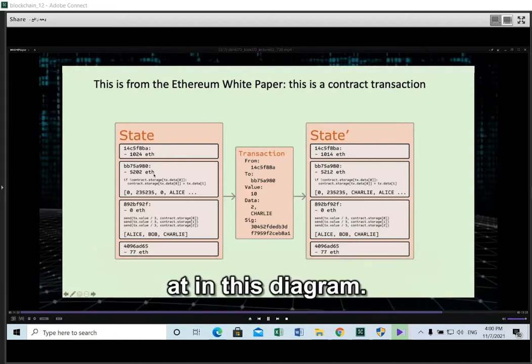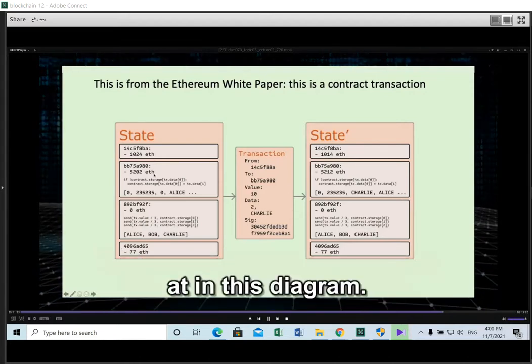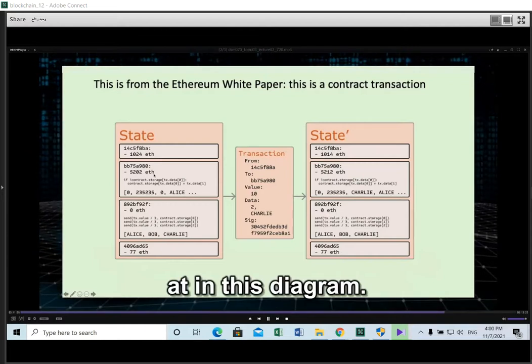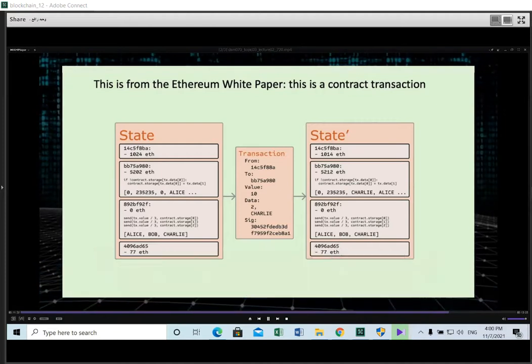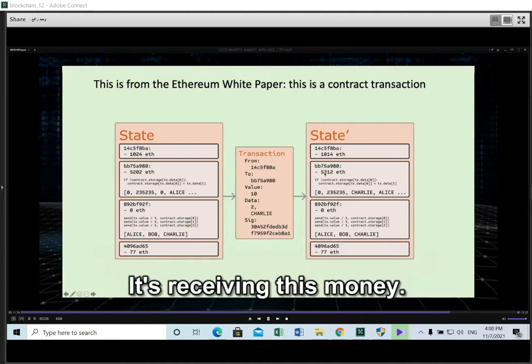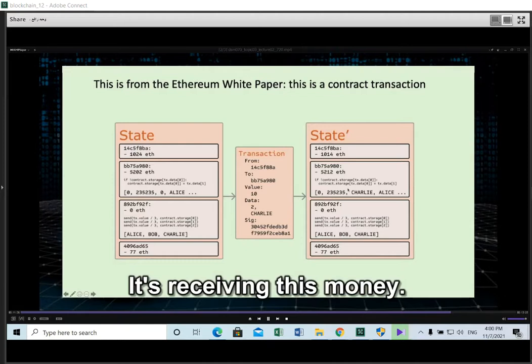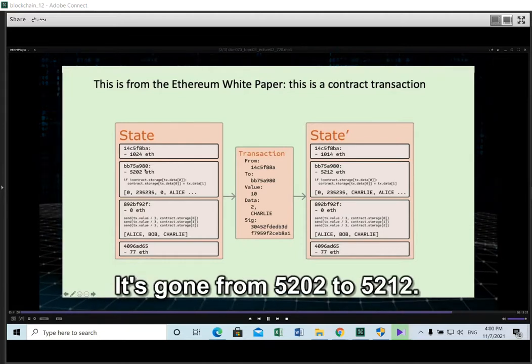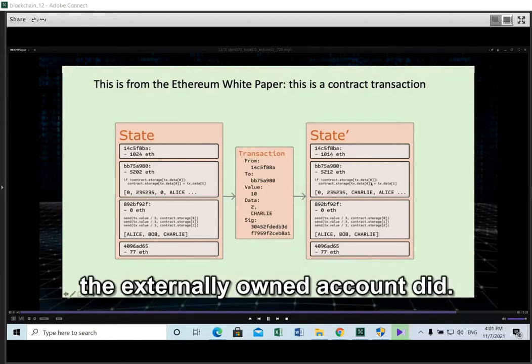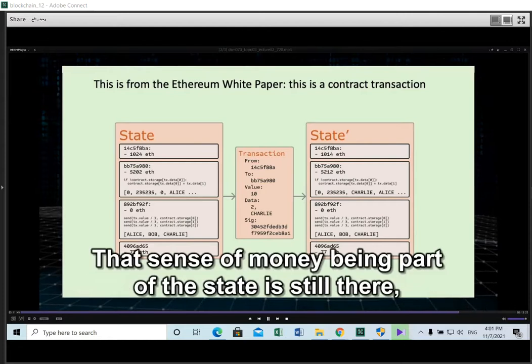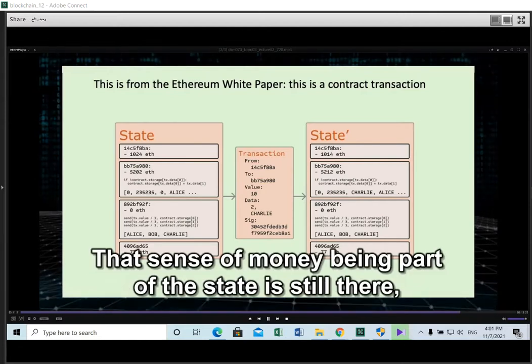Okay, right. Now, more interestingly in a way, is what's happening to the second account, because that's a contract account, and it's receiving this money. So it's gone from 5202 to 5212. It has received the money just as much as the externally owned account did. That sense of money being part of the state is still there.